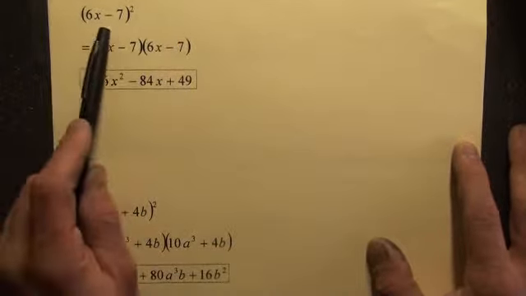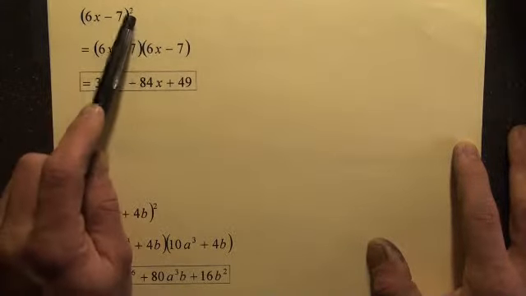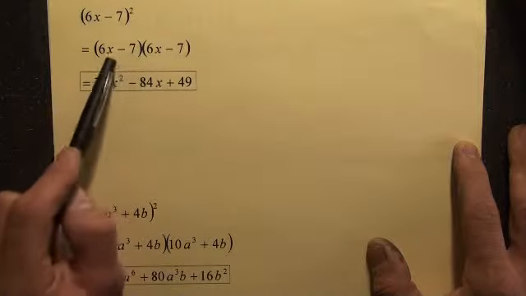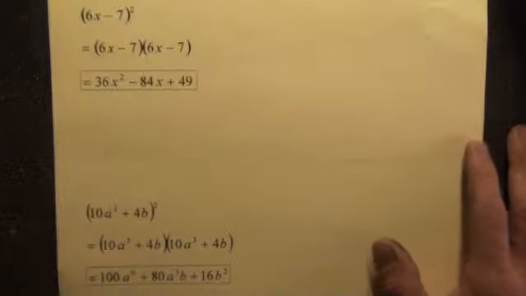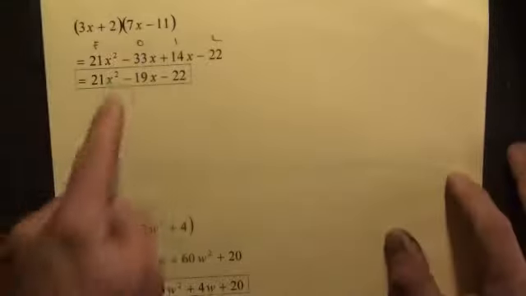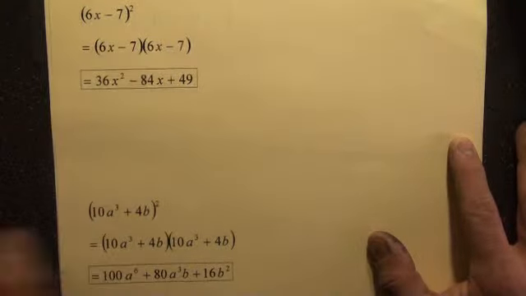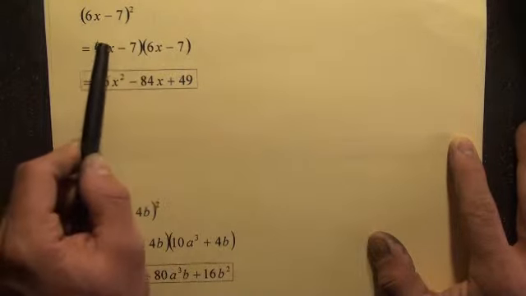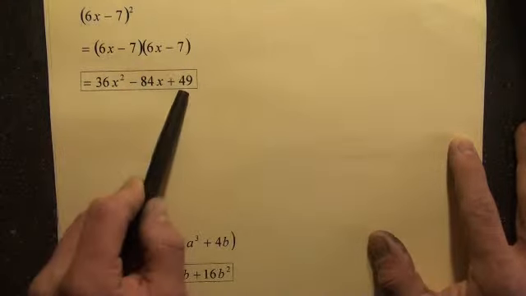Now, how do you do this? The definition of squared is to take the number times itself. Then we end up with a FOIL situation just like we did in the previous problem. Here, you just do like we did the FOIL or distributive property. You have a negative 42, another negative 42, therefore negative 84x. That's a positive 49. Done.